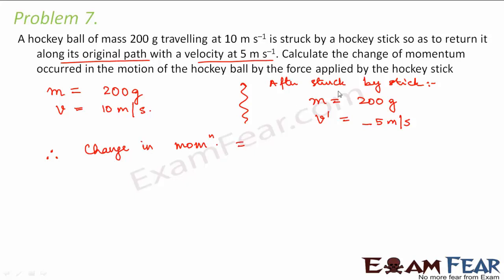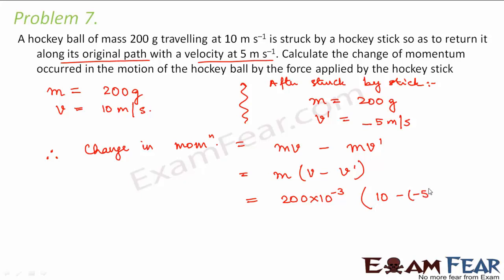is equal to, so this was after and this was before. So the change in momentum will be equal to mv, that was the initial momentum, minus mv dash, that was the final momentum. So this will be m into v minus v dash, that is equal to 200 into 10 to the power minus 3 because it is 200 grams. So we'll convert it into kgs into v, that is 10 minus 5. So this becomes equal to plus 3000 into 10 to the power minus 3, or this can be written as 3 kg meter per second. So this would be the change in momentum in this scenario.